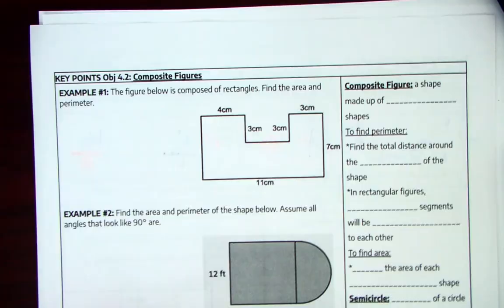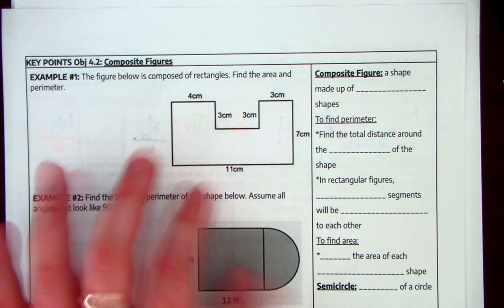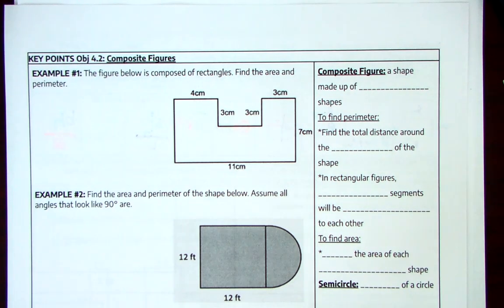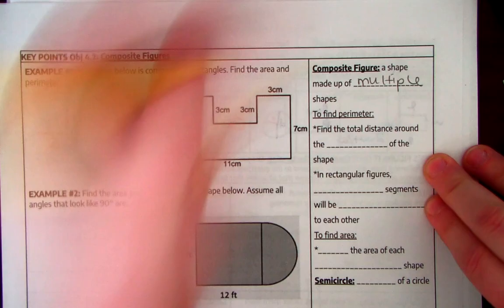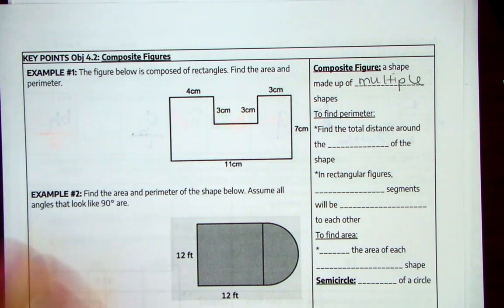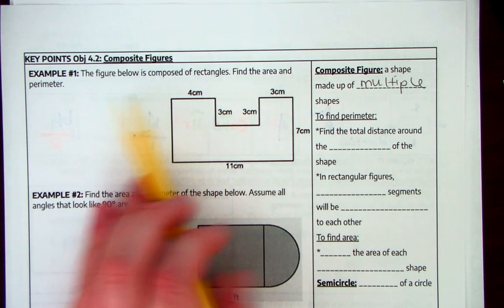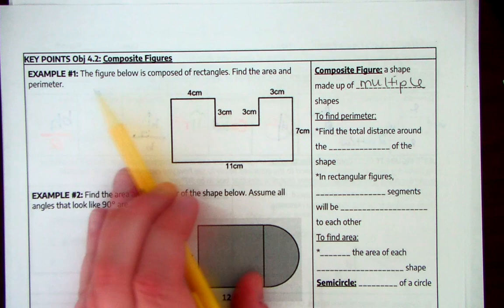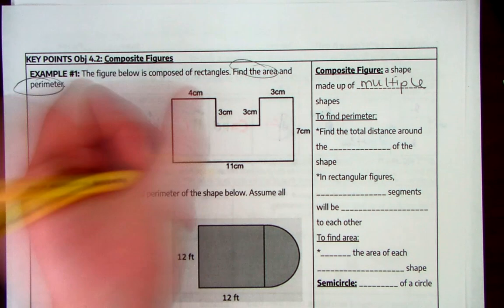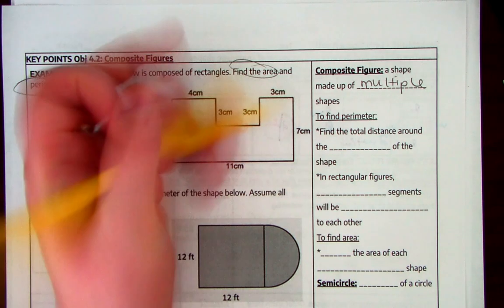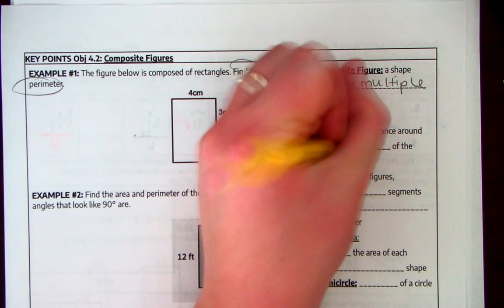So we're going to get into how we can find area and perimeter of composite figures. Again, composite figures are shapes made up of multiple shapes. Now, this is example one. The figure below is composed of different rectangles. Find the area and the perimeter. To find the perimeter, we just have to find the total distance around the outside of the shape.